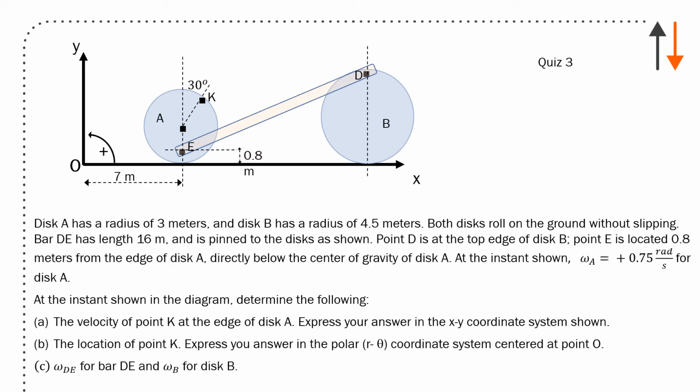Bar DE, this bar right here, has a length of 60 meters and is pinned to the disks as shown. Point D is at the top edge of disk B. Point D is located 0.8 meters from the edge of disk A, so just slightly off, but it is still on the vertical center line at that instant.